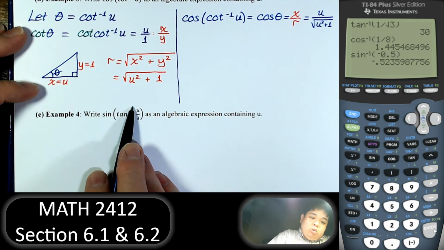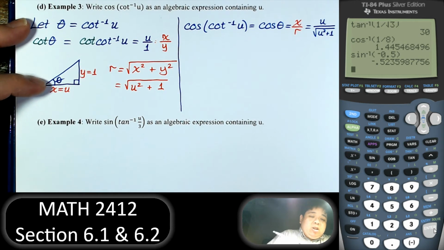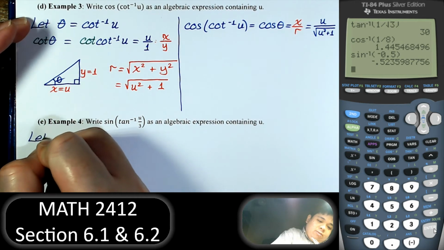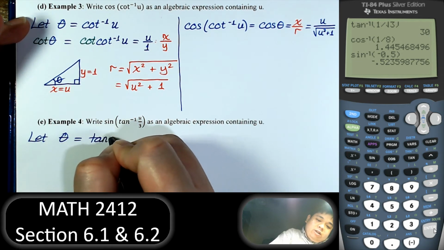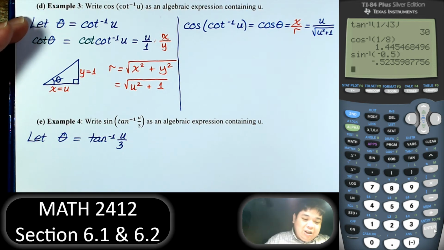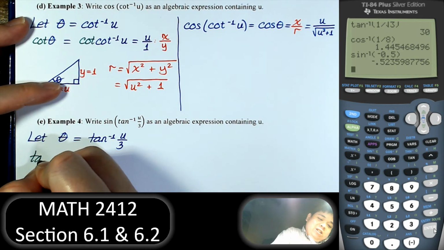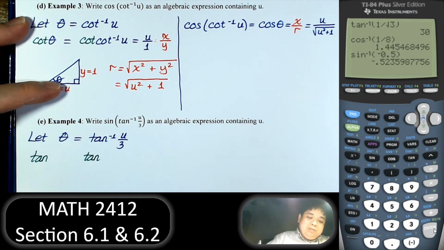Same thing here. First we will let theta equal the inverse trig function, because the inverse trig function will give us an angle. One last time, the function cancels the inverse if it is defined.